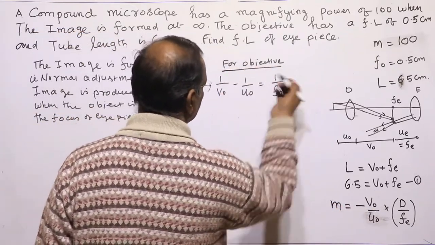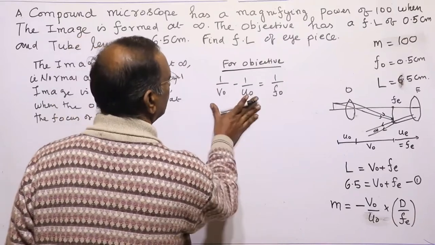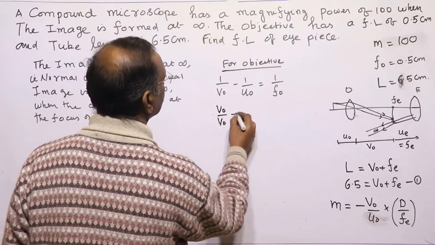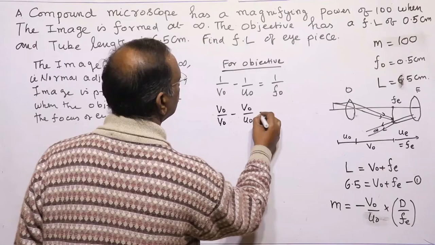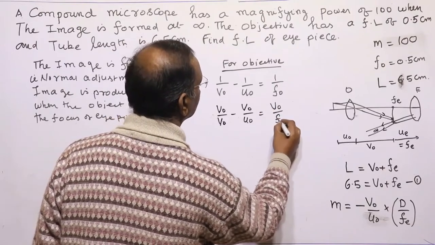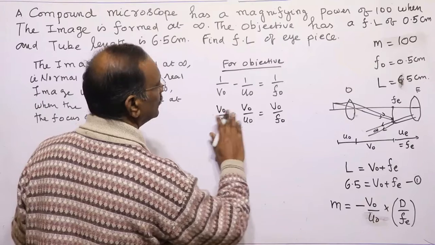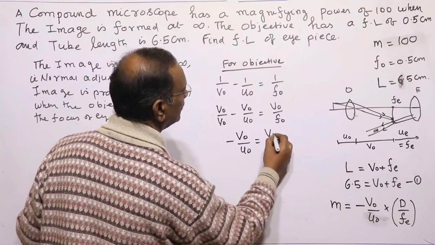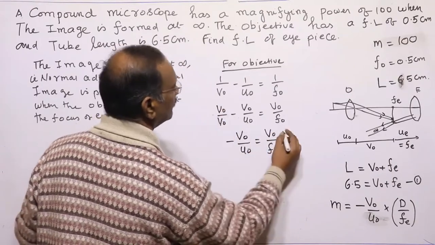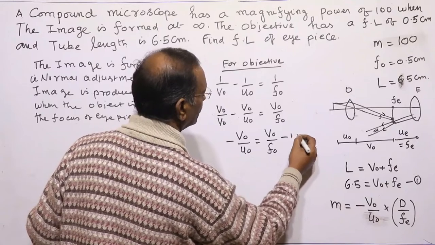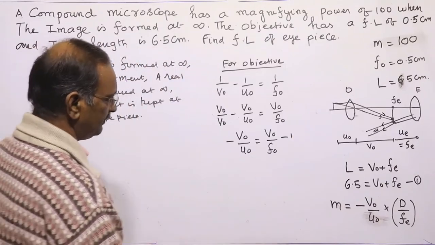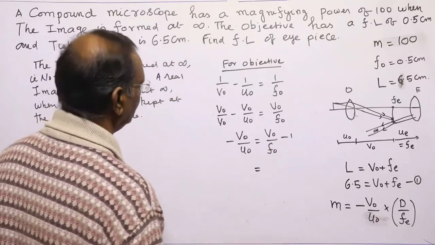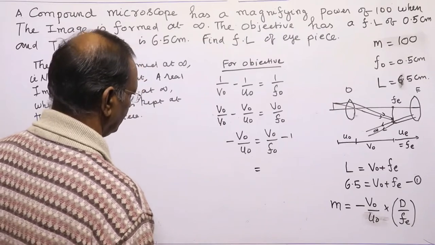For the objective, using the lens formula, multiplying LHS and RHS by V0, this becomes V0 by V0 minus V0 by U0 is equal to V0 by F0. Or you can say this is 1. V0 by U0 is equal to V0 by F0, and this 1 when it goes that side will become minus 1. So minus V0 by U0 is equal to V0 by F0 minus 1.